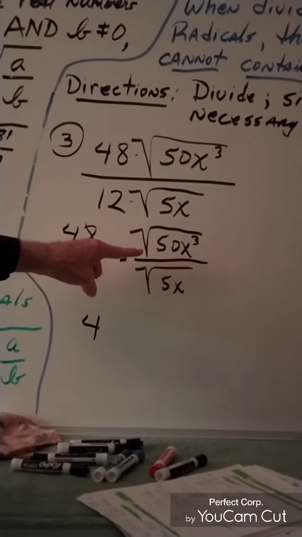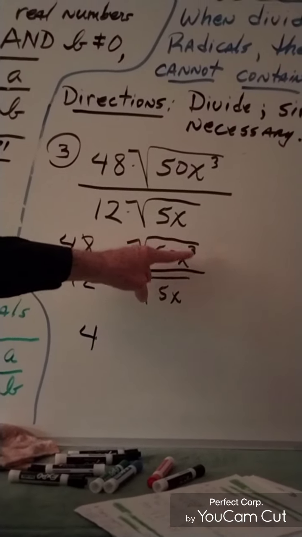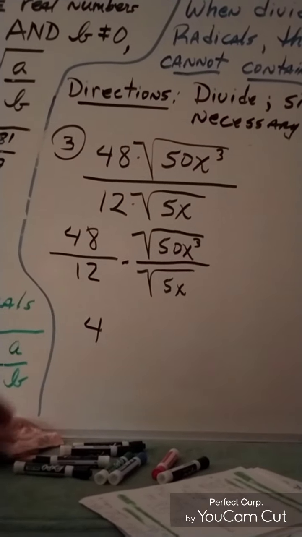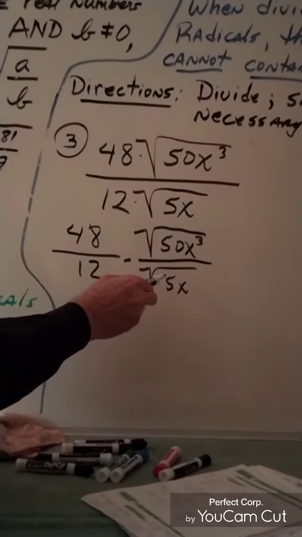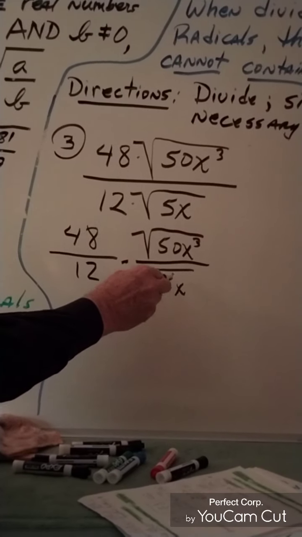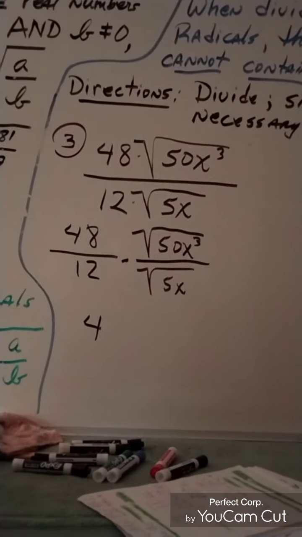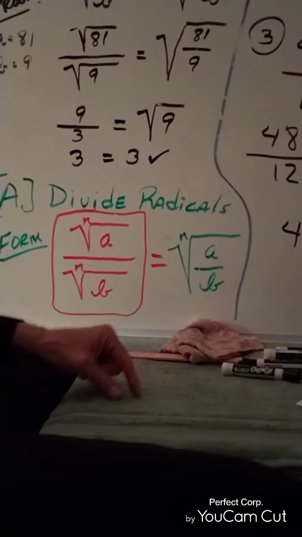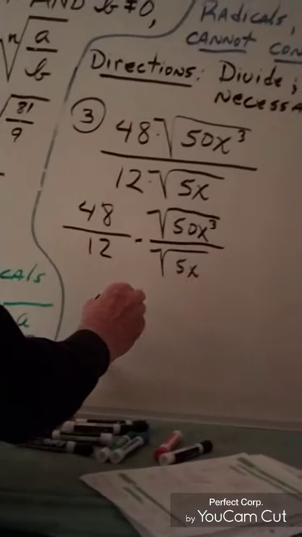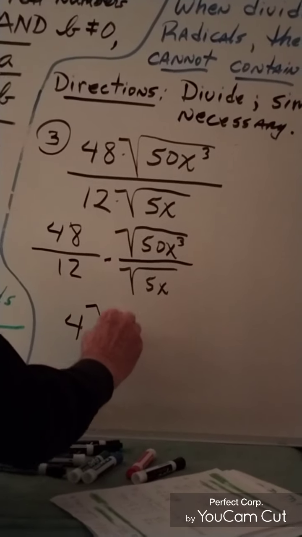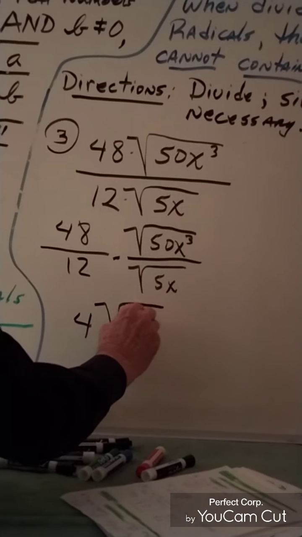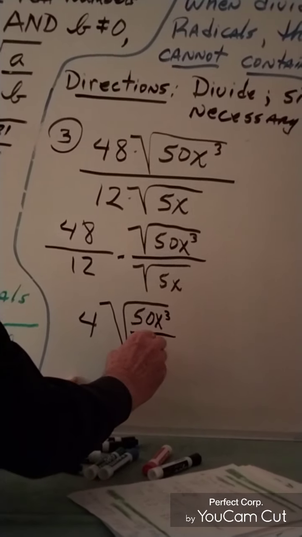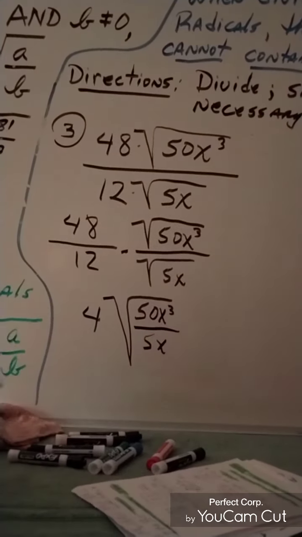And now we're going to move into the quotient rule of radicals right away. I'm not going to recopy that format down again. You cannot have a radical in the denominator. We have one. So we're going to have to rewrite it in the green form. So 4 multiplied by the radical of 50x to the third divided by 5x.